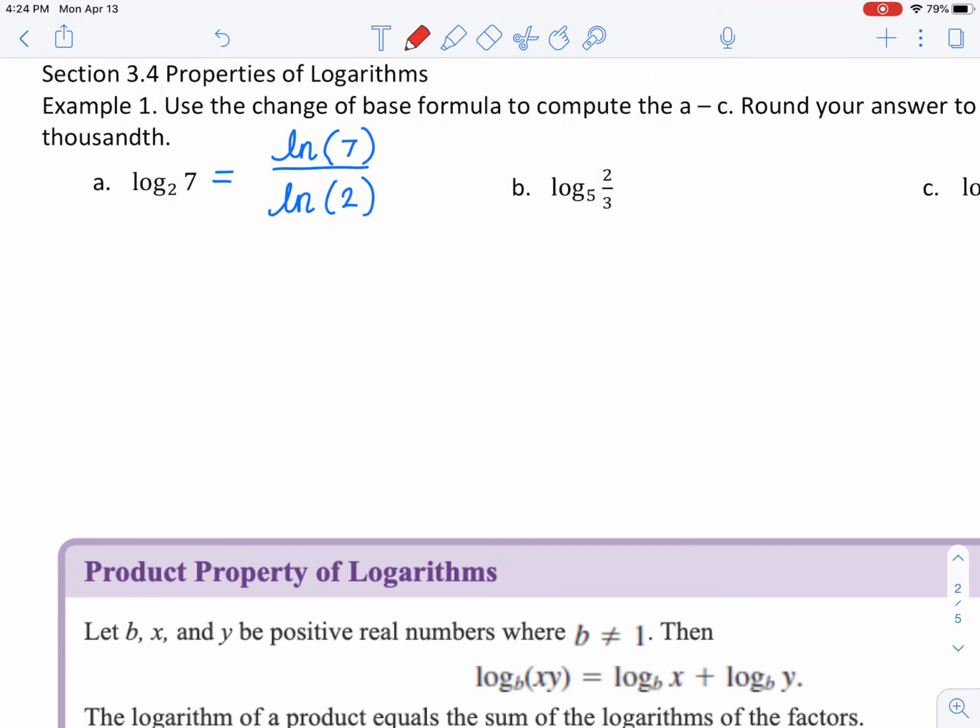But what if you want to do the other one? Can you do common log 7 divided by common log 2? Yes, it doesn't matter which one you type in. You will get the same exact answer anyways, okay? You just don't want to mix them. You don't want to put ln on top and log on the bottom, okay?